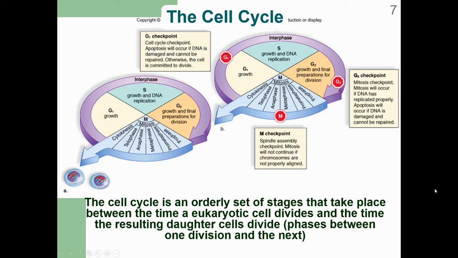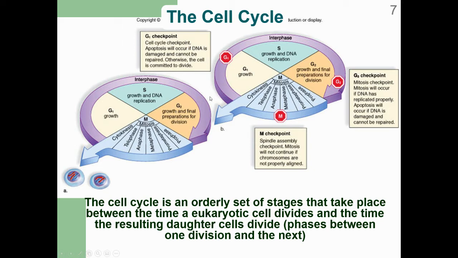All right, so when we look at our cell cycle, this is kind of like a clock. We go in a circle, we come full circle, similar to the cycles that we went through in the Calvin cycle and the citric acid cycle. We're going to come full circle and then start all over again. So the cell cycle is an orderly set of stages that take place between the time a eukaryotic cell divides and the time the resulting daughter cells divide.